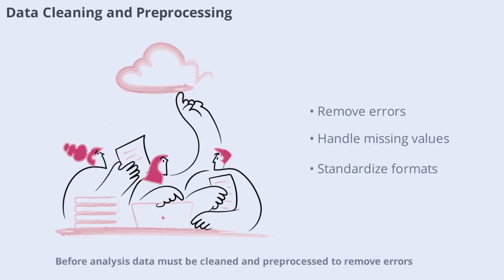For analysis, data must be cleaned and preprocessed to remove errors, inconsistencies, and missing values. This step ensures that the dataset is accurate and ready for statistical analysis. Data cleaning may involve correcting entry mistakes, standardizing formats, and handling outliers. Proper preprocessing is crucial for obtaining reliable and valid research results.